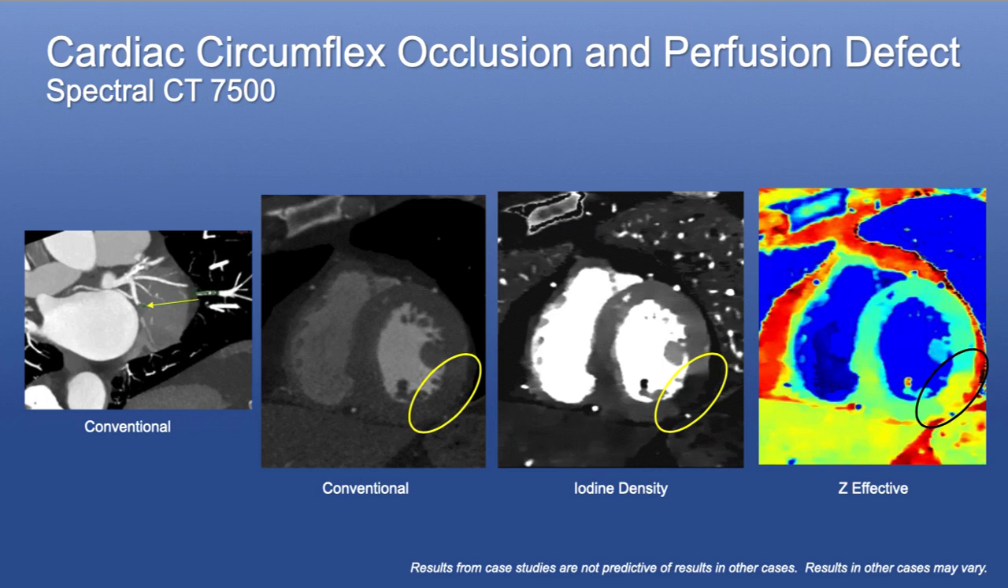And when we look at the conventional perfusion, it's not clear that we see any deficit. I think unless you're really looking, you may miss it. But when we look at the iodine density or the Z effective, this becomes a lot clearer. So the difference between normal myocardium and the underperfused myocardium is a lot more obvious.